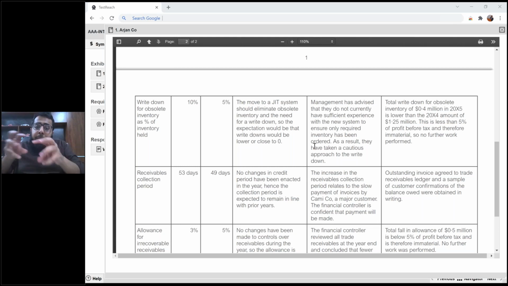Material and immaterial depends on the uncorrected misstatement. Until you audit it, how have you found that the misstatement will be immaterial? Give it a thought. Try to understand. Maybe when you do a detailed audit, you will find that the percentage of obsolete stock is 50%. But until you do a detailed audit, you cannot come to that outcome. Now listen to me.